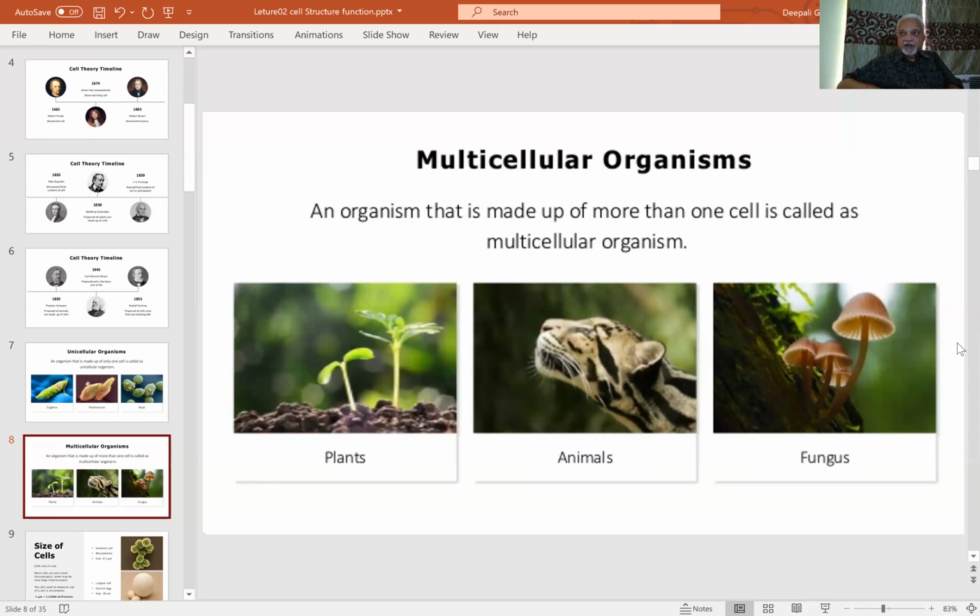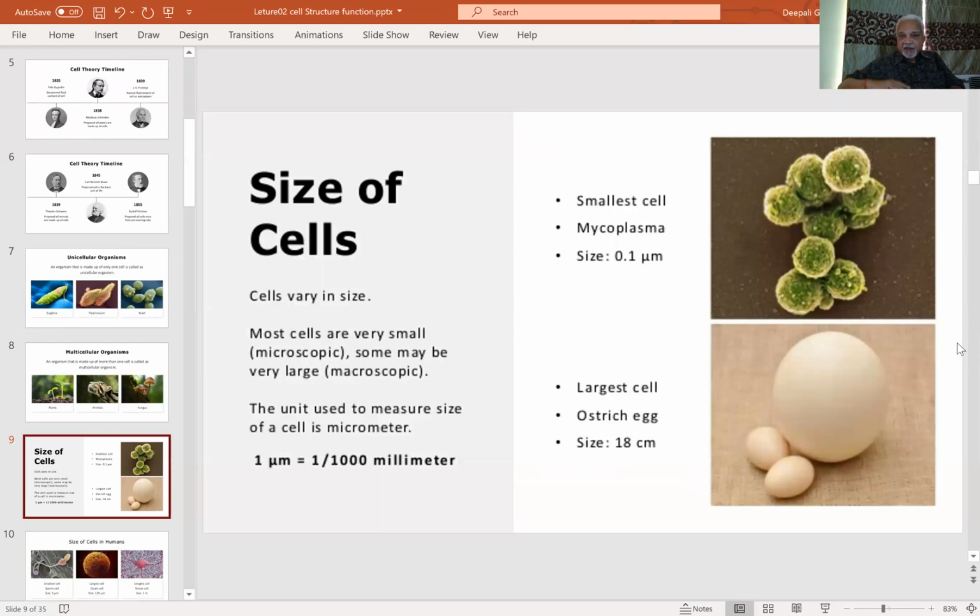And then you have multicellular organisms, for example, plants, animals, a whole range of animals. And then you have fungus, which sits in between animals and plants, but is classified as plants. So these are some of the examples of living forms, from unicellular to multicellular organisms. Therefore, when people started looking at these cells, very interesting facts came into existence.